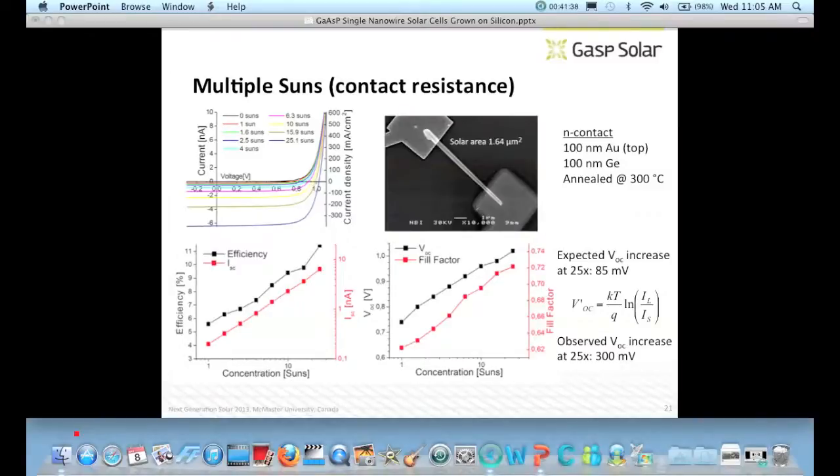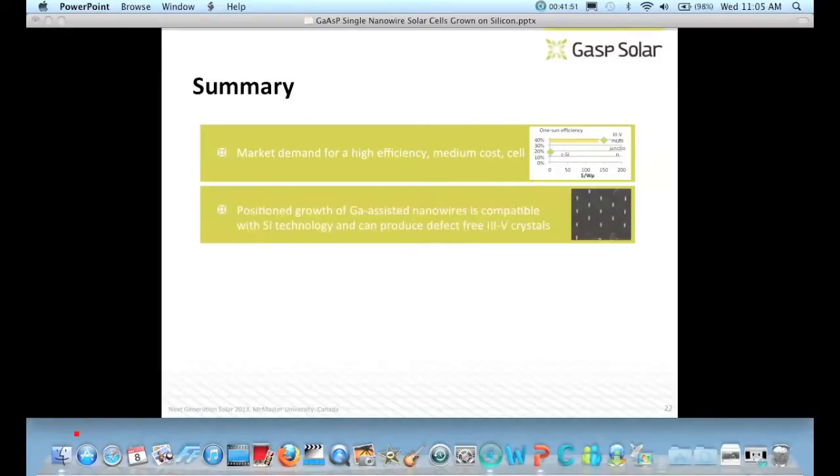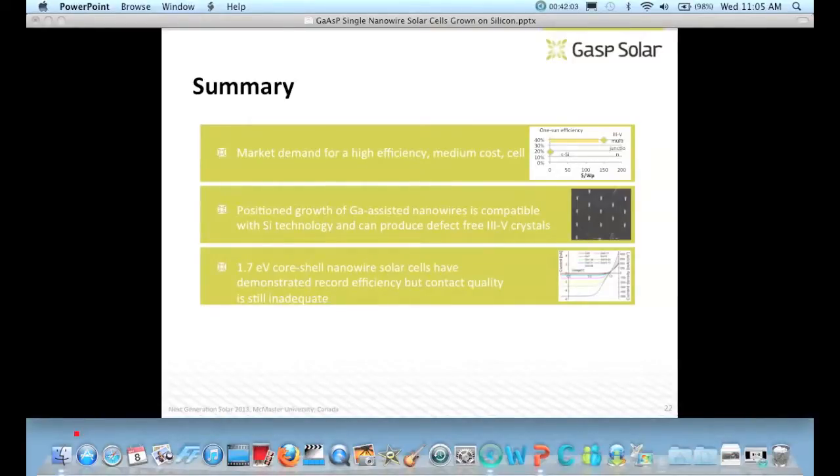Now, that brings me to the summary of this. As I said, the market demands a high efficiency, lower cost or medium cost solar cell. And we know that this can be done with III-V on silicon. And gallium-assisted nanowire growth is compatible with the current silicon solar cell technology. You can put these two together, and we can grow the correct band gap, 1.7 electron volts, directly on this silicon.